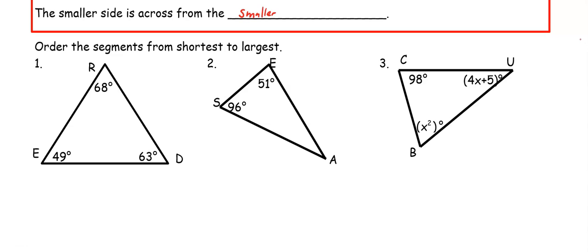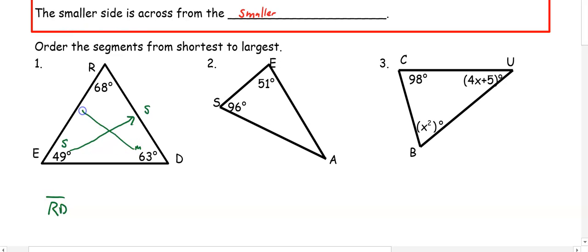So in number one, we want to order the segments from shortest to longest. Using our angle measurements, we're going to look at the smallest angle. So 49 is the smallest angle, so across from 49 is going to be the smallest side. So it's going to be RD. Our middle angle is going to be 63, so across from that is the middle side, which is going to be RE. And then our largest angle is going to be across from the longest side, so our longest side is going to be ED.